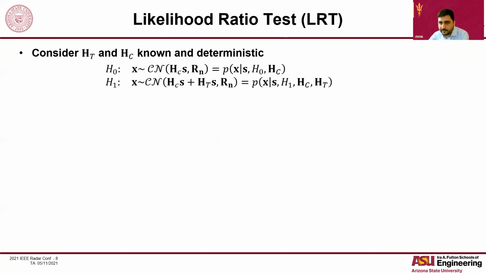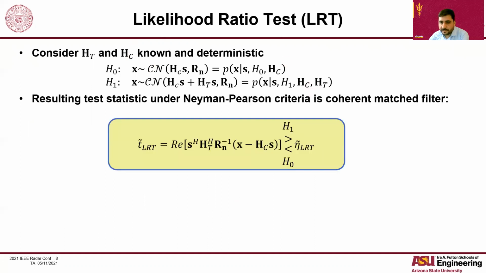So consider the channel matrices H sub c and H sub t as known and deterministic. Then the distributions under H naught, that is when the target is absent, and under H1, that is when the target is present, are complex Gaussian as shown here. The resulting test statistic under the Neyman-Pearson criterion is the coherent matched filter and is given by T tilde, shown here.